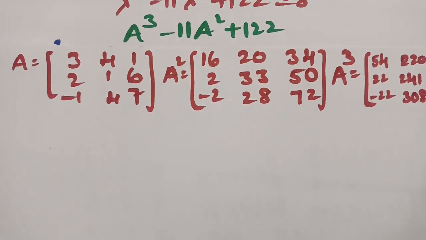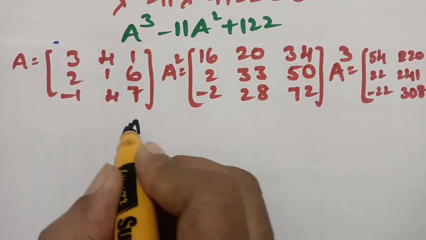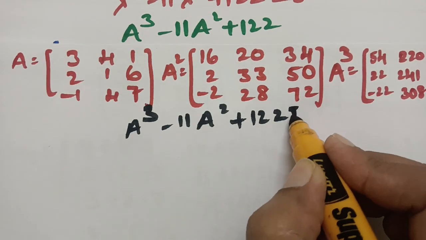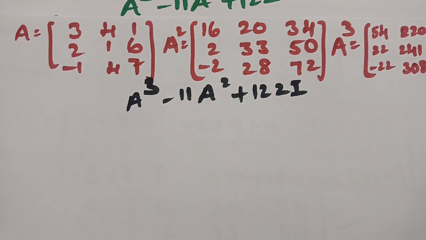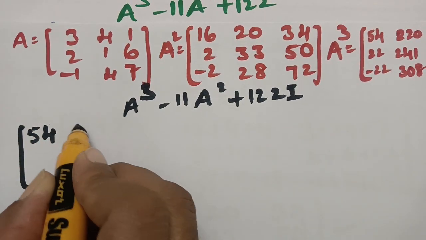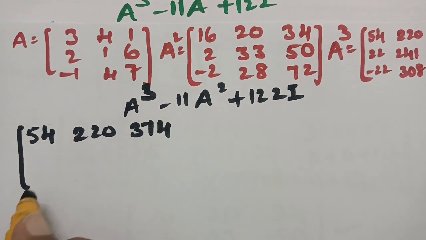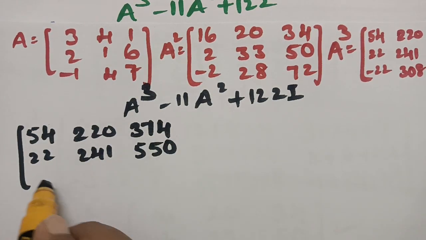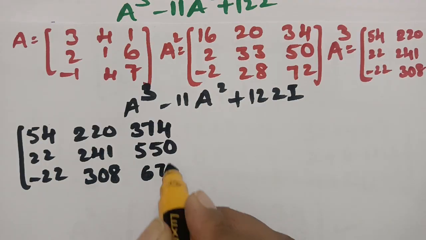So here, what is the characteristic equation? The characteristic equation is like this: A cube minus 11A square plus 121 into I, so we have to multiply with the identity matrix here. So the A cube value is ready. I'm copying here: this is 54, this is 220, this is 374, and this value is 22, this is 241, this is 550, and this is minus 22, this is 308, and this value is 670.